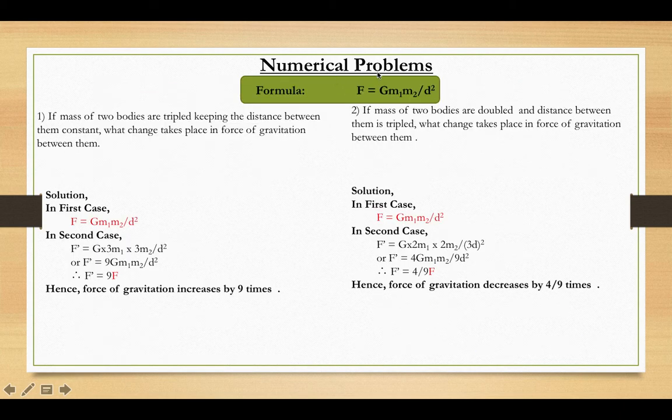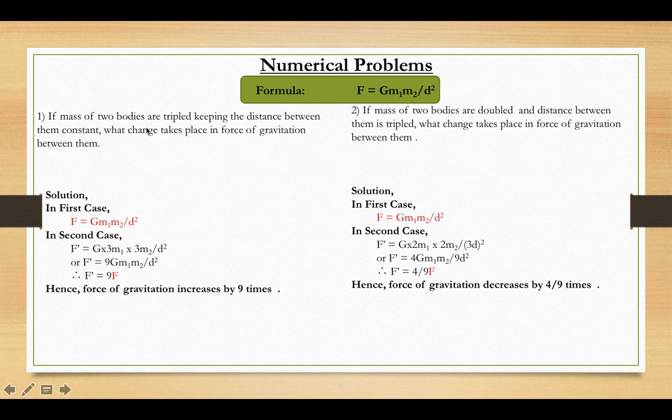Numerical problems. There is another sample numerical, where no values are given. So let's discuss it. If mass of two bodies are tripled, keeping the distance between them constant, what change takes place in force of gravitation between them? Here you can see no values are given. Simply, mass of two bodies is tripled but distance is the same, and when you change the mass, the question is asking what will be the change in force of gravitation between them.